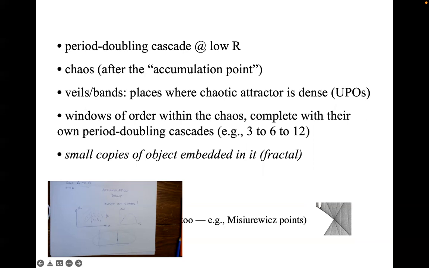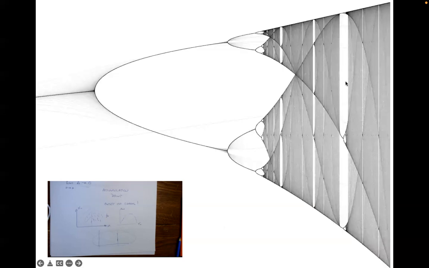There are also windows of order within the chaos. Look at this thing right here. When you get up to R equals about 3.8 something or other, you're turning up R and turning up R, and it's chaotic and chaotic and chaotic. And all of a sudden you pop out into a window of order. So for that value of R, the logistic map is periodic. And it's periodic with period 3, which is going to come back on Thursday.